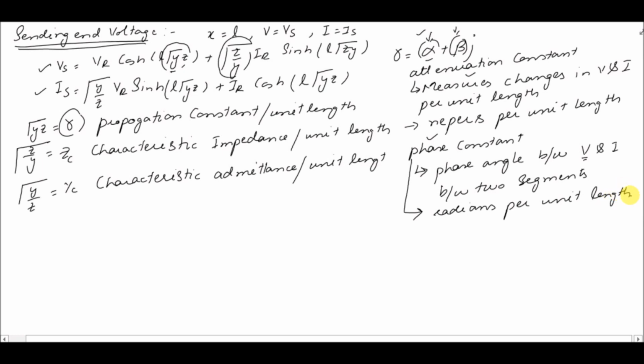So these are the constant values that we should know about. We have the propagation constant that consists of two parts, alpha and beta. Alpha is the attenuation constant, beta is the phase constant. The attenuation constant measures the magnitude changes in voltage and current between the two segments, and the phase constant measures the phase angle differences between the two segments in both voltage and currents.